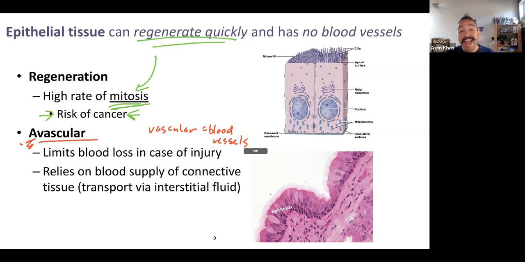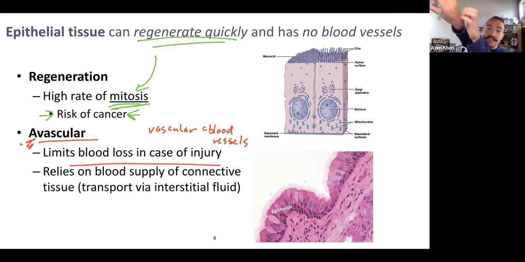If we're referring to avascular tissue, the A means without. If vascular started with a vowel, then you would put an, like anaerobic. But a or an means without. So avascular means without blood vessels. You want to limit blood loss in case of injury.